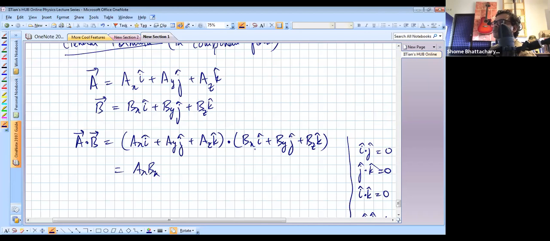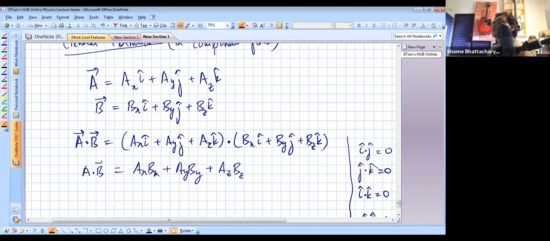The Ax into Bx. Similarly with Ay, the second term, now you will have j cap dot i cap with Bx, that is 0. But j cap dot j cap is unity. So the second term will just become Ay By. And the third term of that will again become 0. And similarly with Az k cap, the dot product with this term, i cap term will be 0. The dot product with this term, j cap term will be 0. And only the third term will survive, which is Az Bz. So this becomes our general formula.